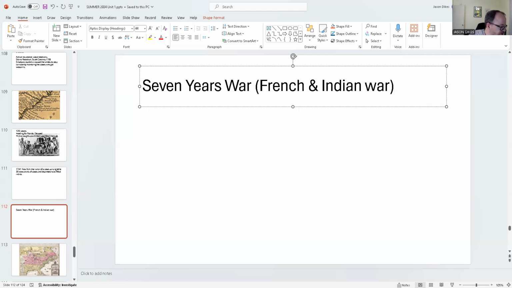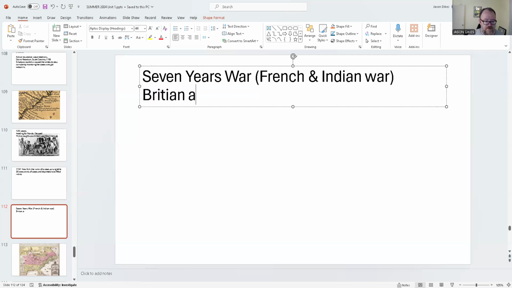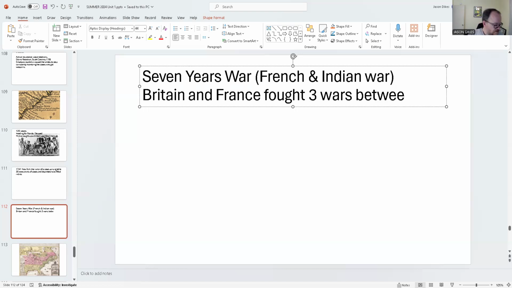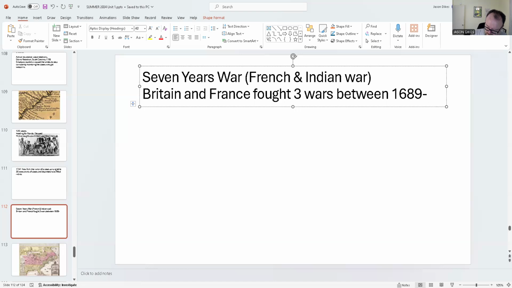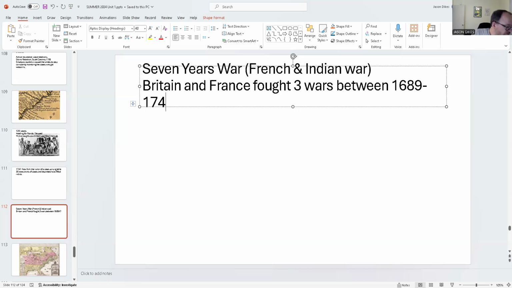It should come as no surprise that Britain and France decided to go to war with each other, because Britain and France fought 3 wars between 1689 and 1748. So it should come as no surprise that Britain and France are going to fight each other again.